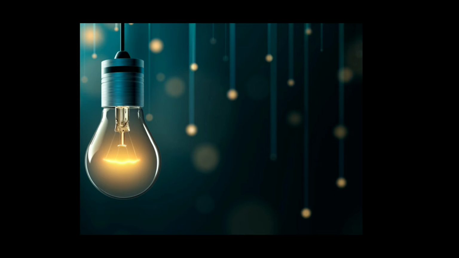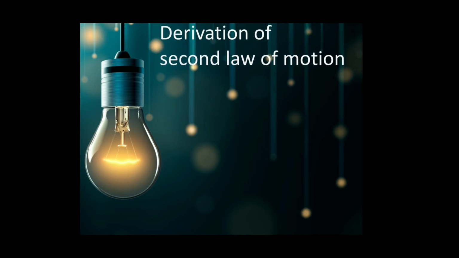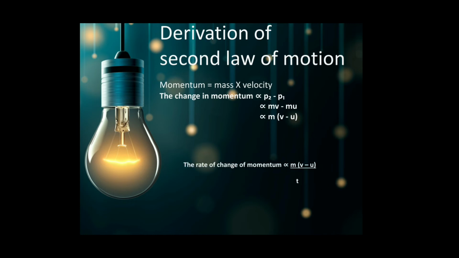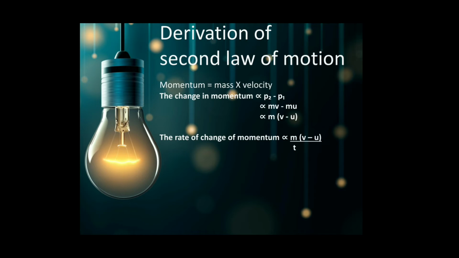Next, we will see the derivation. To derive the second law of motion, F is equal to ma. Momentum P is equal to mass into velocity. The change in momentum is directly proportional to P2 minus P1. Yes, it is directly proportional to mass into final velocity minus mass into initial velocity. Now, m is taken as common. The rate of change of momentum is directly proportional to m into (v minus u) by t, because the rate comes here.